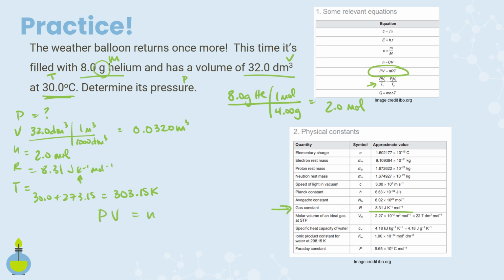PV equals nRT. We've got a P that we don't know. We have a V of 0.0320 cubic meters. And that's going to equal the number of moles, 2 moles, times R, 8.31 joules per Kelvin per mole, times 303.15 Kelvin.